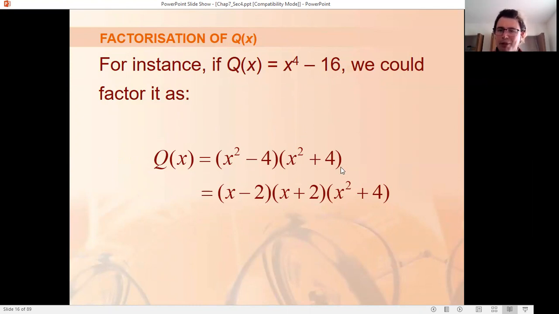Now, the x squared plus 4 is irreducible. How do I know that? It has no roots. The very smallest it can be is when x equals 0, and I'll get a value of 4. All other x values give me larger x squared plus 4 values, so no roots. That's irreducible. Cool. That x squared minus 4, however, that does reduce.